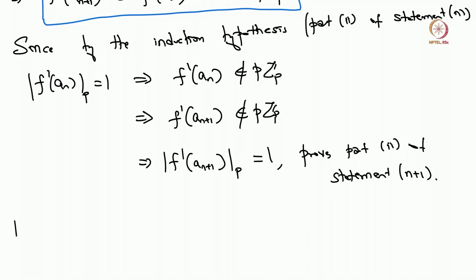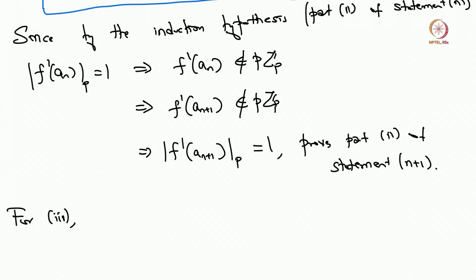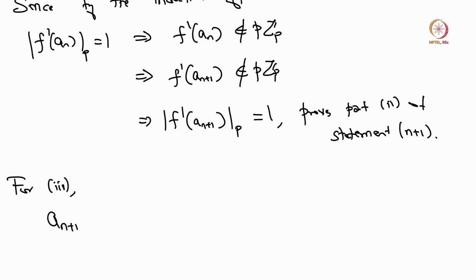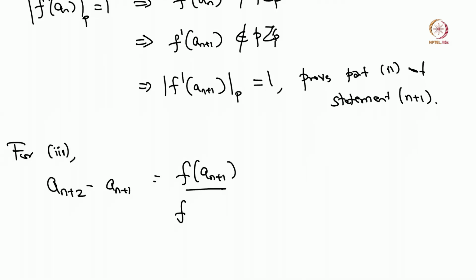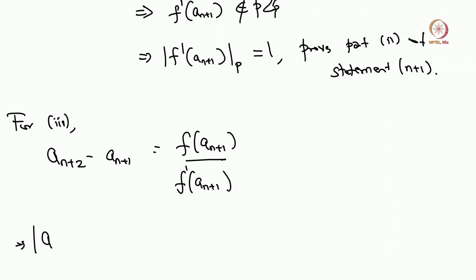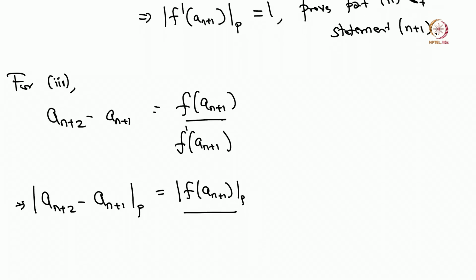And now for part 3, look at a_{n+2} minus a_{n+1}. Now by definition this is f of a_{n+1} over f prime of a_{n+1}. And so now if you take the periodic absolute value of this difference, we have the periodic absolute value of the numerator over the denominator.